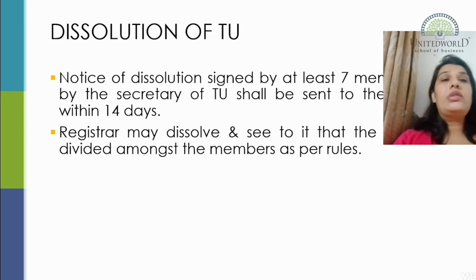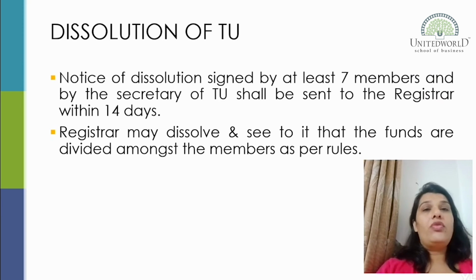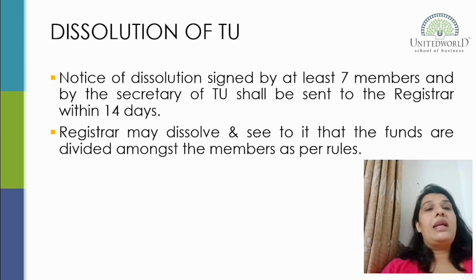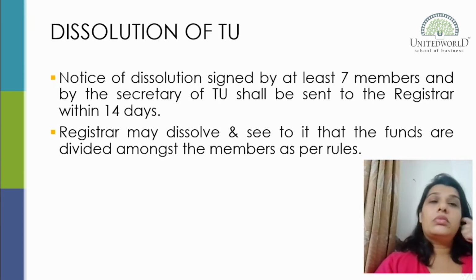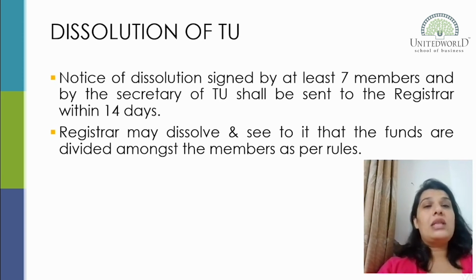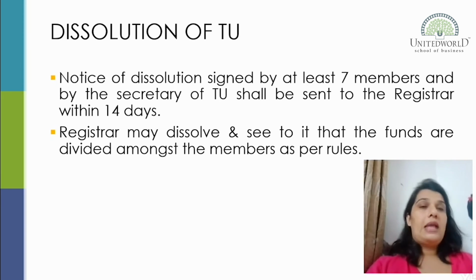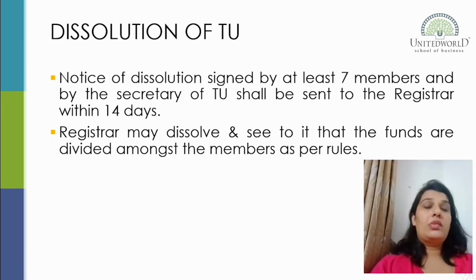Now, how can trade unions be dissolved? As said earlier, if you want to dissolve the trade union, a notice signed by at least 7 members and by the secretary of the trade union shall be sent to the registrar within 14 days. And the registrar may dissolve it and see to it that the funds are divided amongst the members as per the rules. So they have to attach supportive documents for the dissolution.